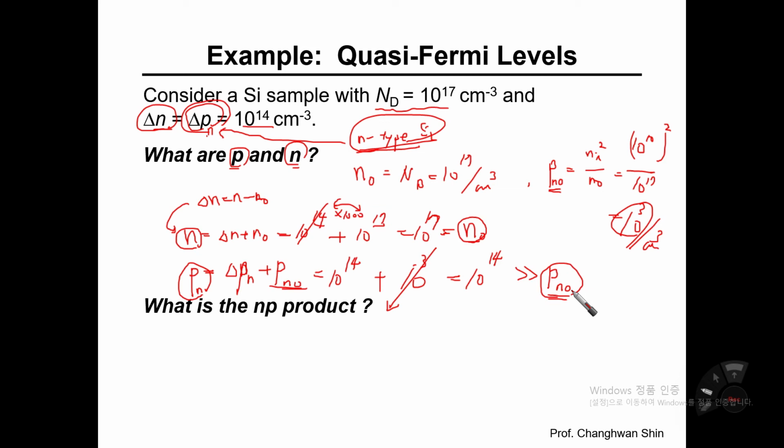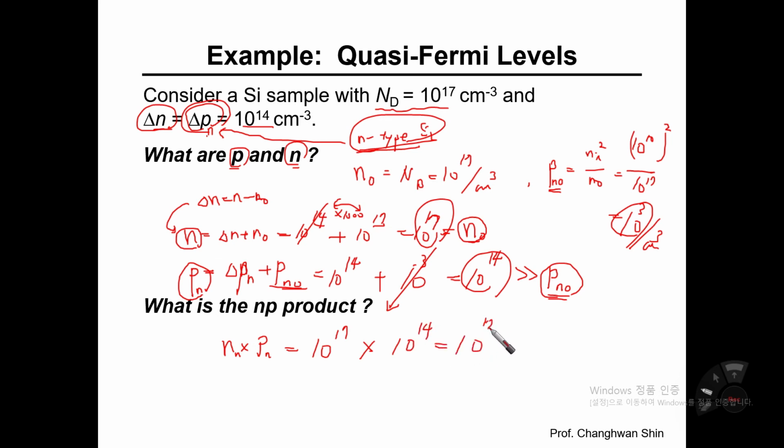All right. Now the second question is the np product, n times p. So n times p sub n, because all the questions are regarding the n-type silicon material. So n sub n is here, and p sub n is here.